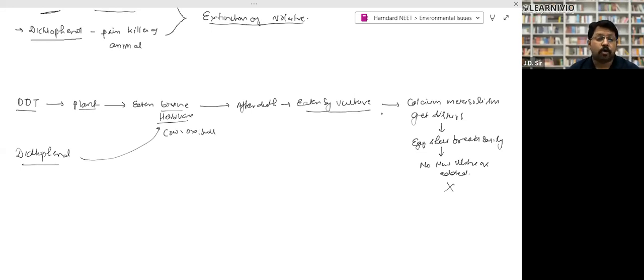And when scientists and the government came to know, then the government banned both DDT and diclofenac. Is it clear? This is also an example of biomagnification. So diclofenac and DDT are also examples of biomagnification. Is that clear?